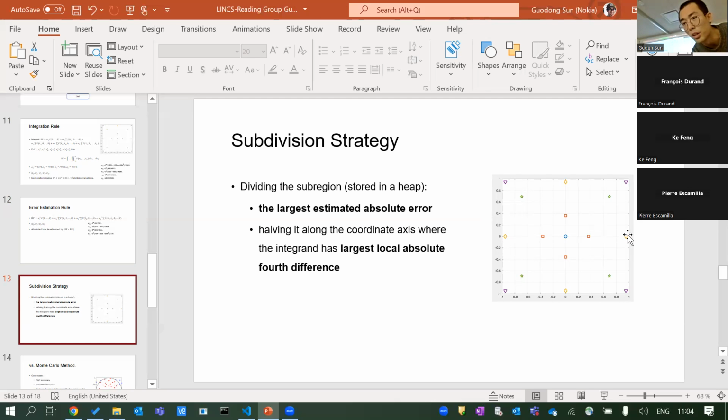You compute the difference in the axis, named absolutely fourth difference. So this orange point in this direction and orange point in another direction. Then you compute the error, and if the error is large, you divide the cube in that direction.